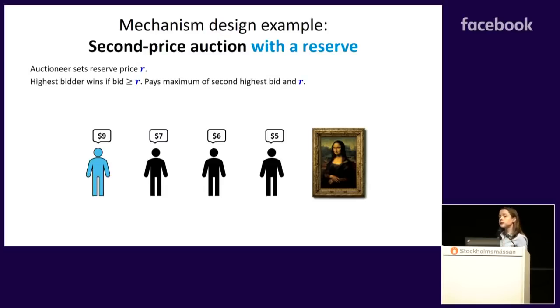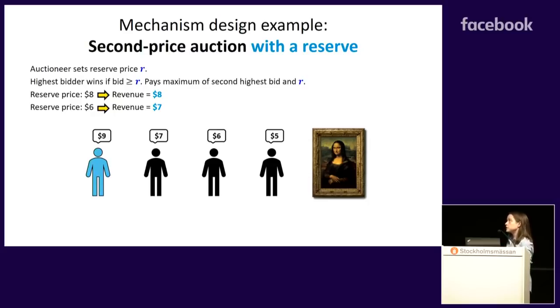We can hope to maybe get more revenue from the second price auction by adding a reserve price. So here the auctioneer sets some reserve price R, which is just a real value, and the highest bidder is going to win if their bid is greater than or equal to the reserve price. And they're going to pay the maximum of the second highest bid and the reserve. So for example, if we set the reserve price to be $8, we can get more revenue than we did in just the plain second price auction, because again, the highest bidder is going to win because their value is greater than the reserve, and they're going to pay the maximum of the second highest bid and the reserve, which is $8. So the revenue is going to be $8.